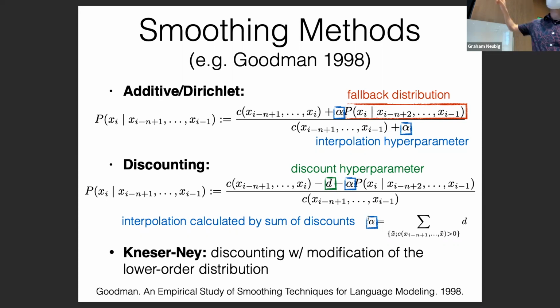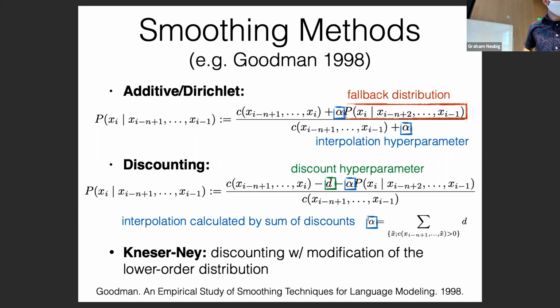Oh, sorry, that's a typo. That should be added. Yeah, thank you. In case you missed it, the question was, should you be subtracting the fallback distribution in the discounting slide? And no, we should be adding it here. So you're adding the probability from the fallback distribution.